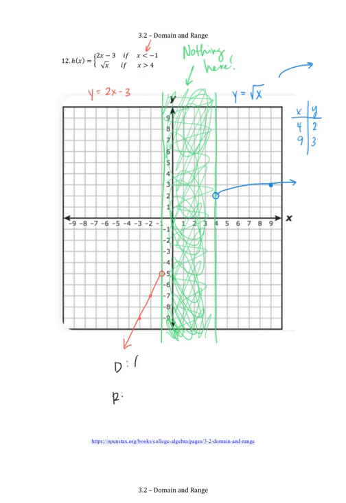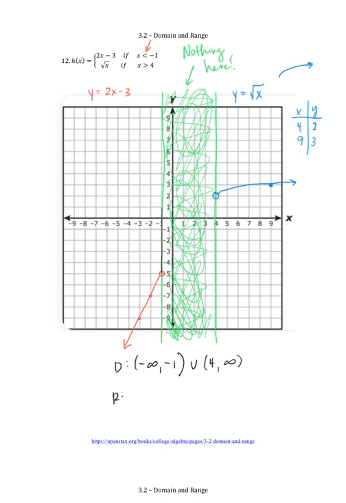So the red goes from negative infinity all the way to -1. Oops, -1. And -1 is not included. It's an open circle, so I need a parentheses. Union, the blue starts at 4. It's a parentheses because it was an open circle, and it goes forever to the right, so it's infinity.